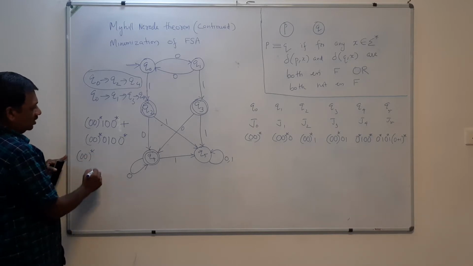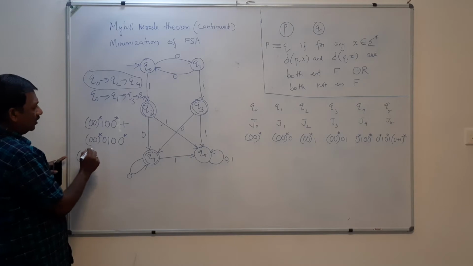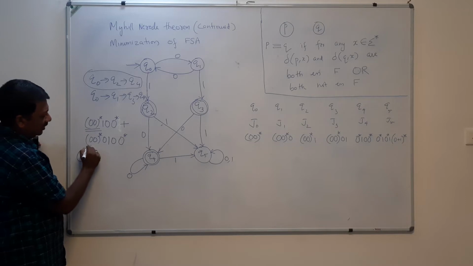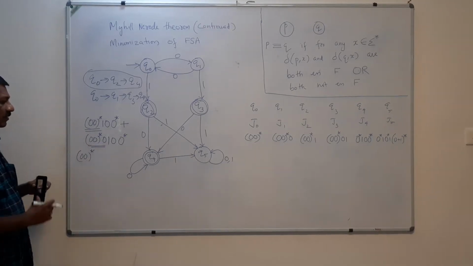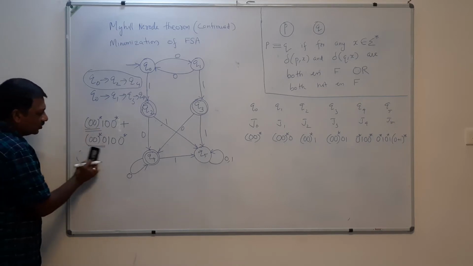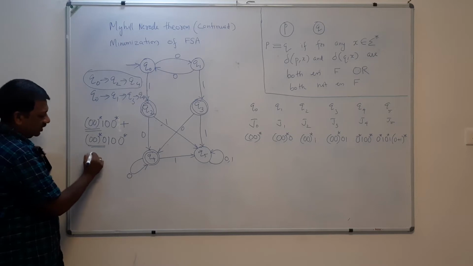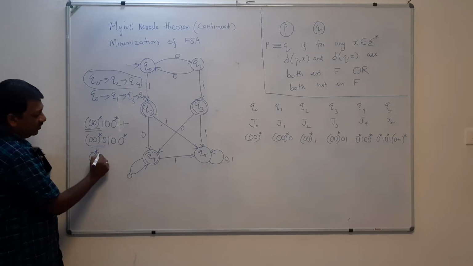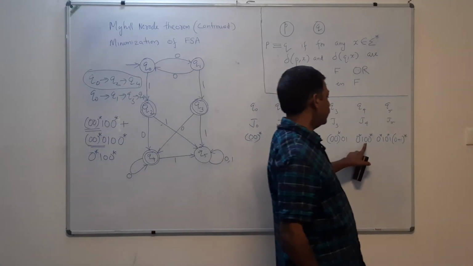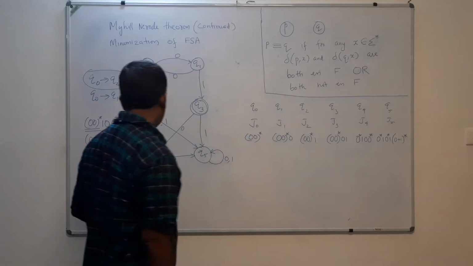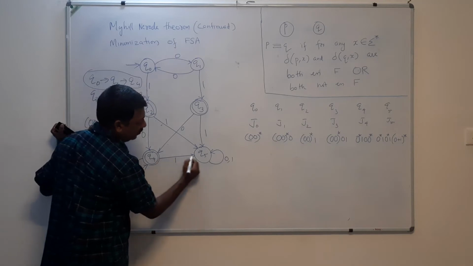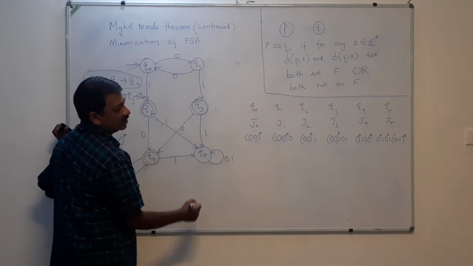That means 0 0 star, the meaning of this is even number of zeros, and meaning of this is odd number of zeros. That means odd number of zeros or even number of zeros means zeros. That means a number of zeros followed by 1 0 0 star. Okay, that is 0 star 1 0 0 star. And once you reach here, you can have a transition for 1, and then you have 0 or 1 star.